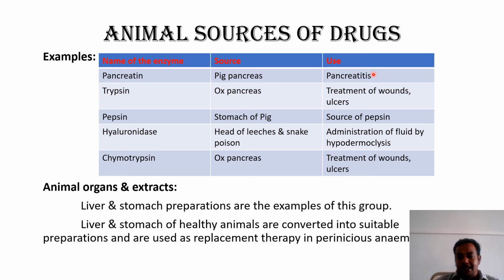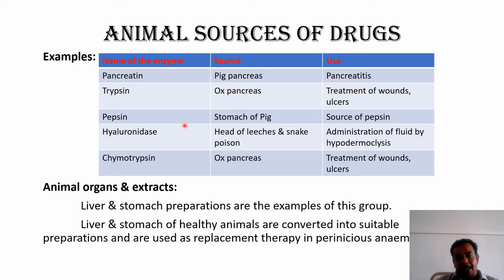Pancreatitis means if there is inflammation in the pancreas, then we will be calling it pancreatitis. So itis denotes inflammation, right? So we are obtaining an enzyme called pancreatin from pig's pancreas and it is used to treat a disease called pancreatitis. Number 2. Enzyme trypsin is obtained from ox pancreas and is used to treat various wounds and ulcers and even inflammations too.